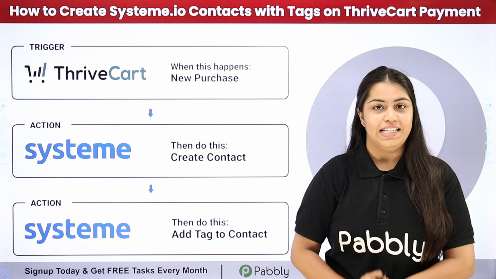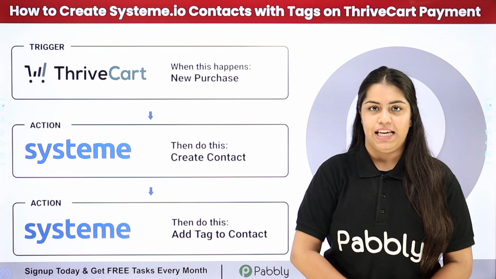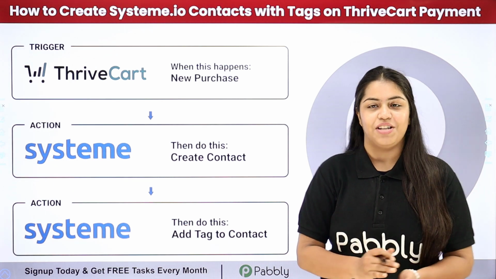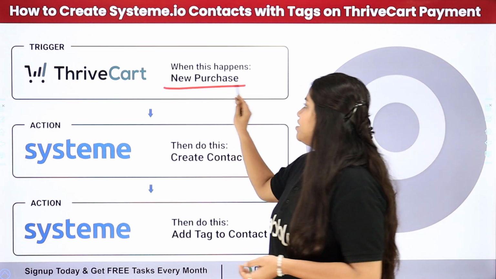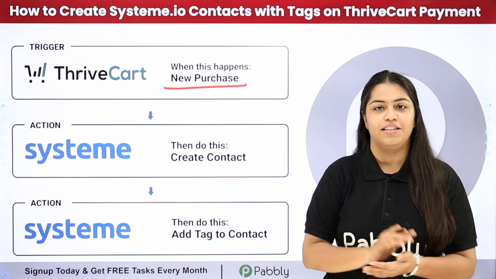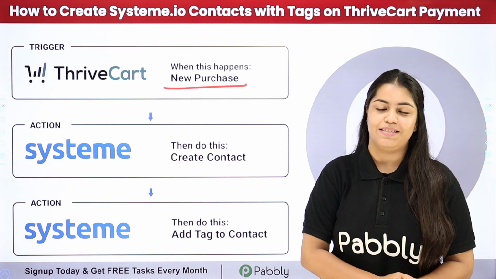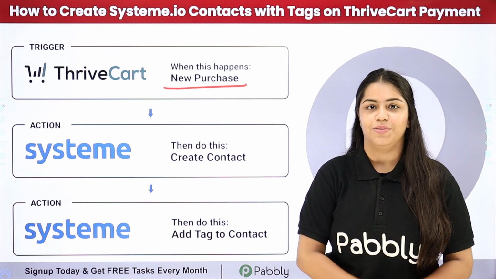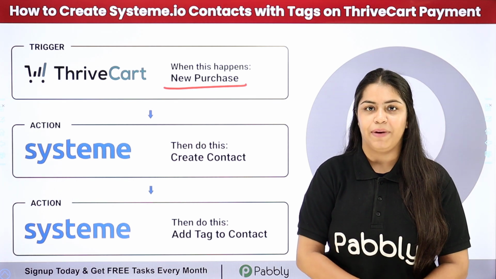So over here, I'm doing the same. I'm running an edutech company and I sell my courses online with the help of my ThriveCart account. So now what I want is that as soon as a new purchase is made in my ThriveCart account, automatically with the help of the same details, a new contact should be created in my Systeme.io, and also a tag should be added to that contact so that I can create targeted marketing campaigns for them.